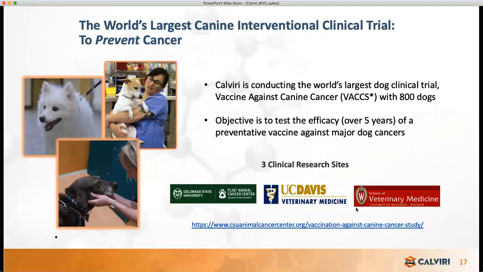So we applied this concept to designing the vaccine composition for our VAX trial. So this is the world's largest dog clinical trial. We have enrolled 400 of the 800 anticipated for the full trial. We're 1.5 years into our 5 years, and we are working very, very closely with our 3 clinical research sites here at Colorado State, UC Davis, and the University of Wisconsin. Here's our website for our progress to date, and we're very excited about the possibility of ending cancers, possibly even by preventing it from ever starting.